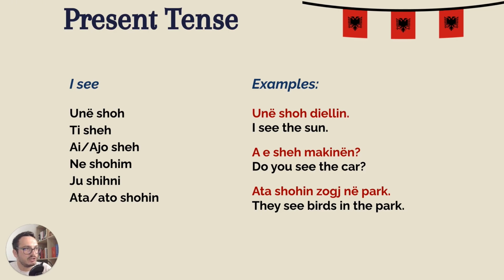Ti sheh, you see. Ai, ajo sheh, he, she sees. Ne shohim, we see. Ju shihni, you see. Ata or ato shohin, they see.